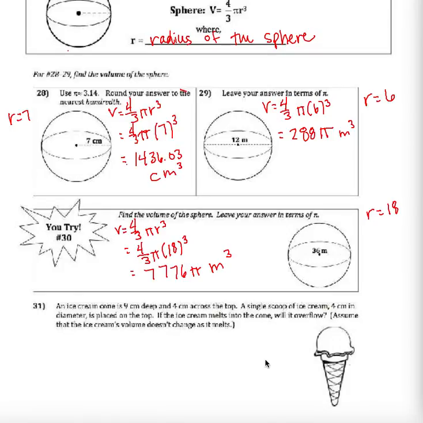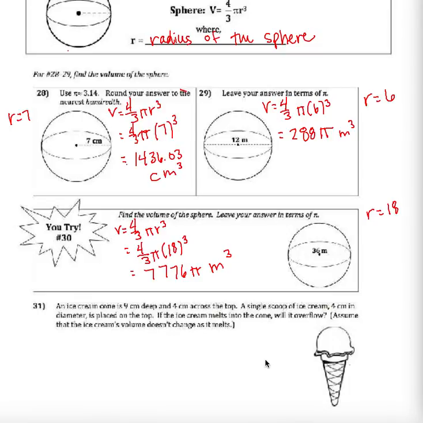And the last question is about an ice cream cone. An ice cream cone is 9 centimeters deep and 4 centimeters across. A single scoop of ice cream, 4 centimeters in diameter, is placed on the top. If the ice cream melts into the cone, will it overflow? Assume that the ice cream's volume doesn't change as it melts.